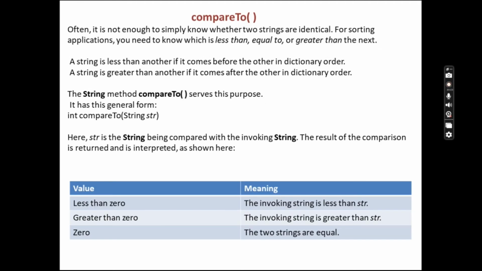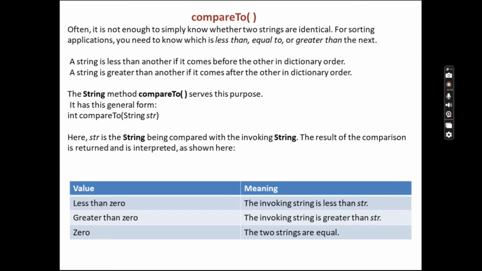Then compareTo. It is not enough to simply know whether two strings are identical. For sorting applications, you need to know which is less than, equal to, or greater than the next. A string is less than another if it comes before the other in dictionary order. A string is greater than another if it comes after the other in dictionary order. So comparing two strings is made very easy with this function. This is a very important function to learn.